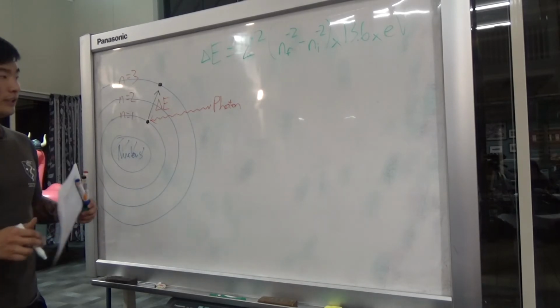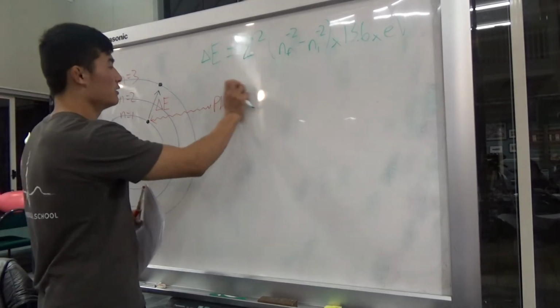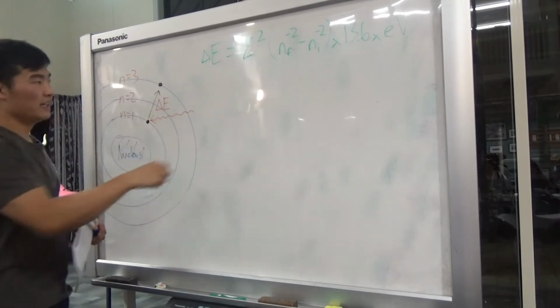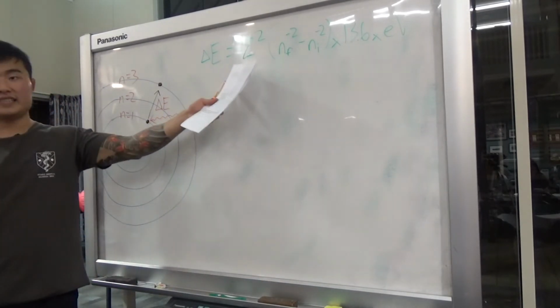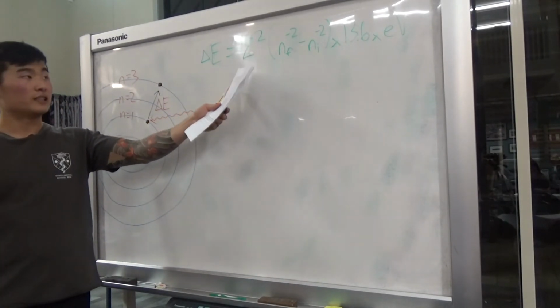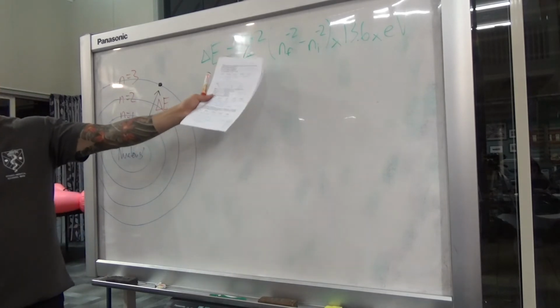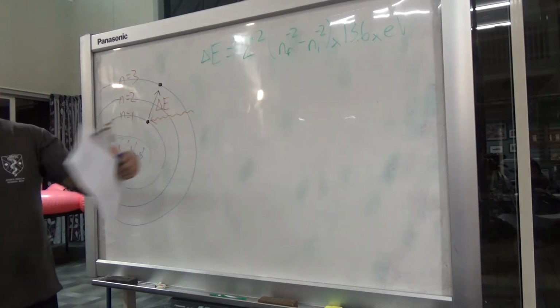Okay, so that's quite similar. Remember in our last tutorial we did Z is equal to the square root of delta E, so that's just rearranged from this equation.